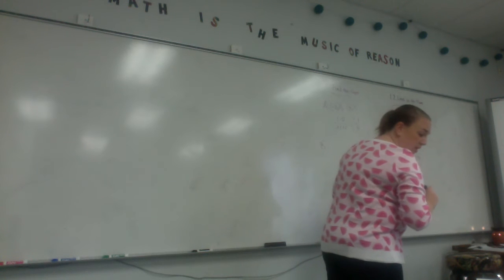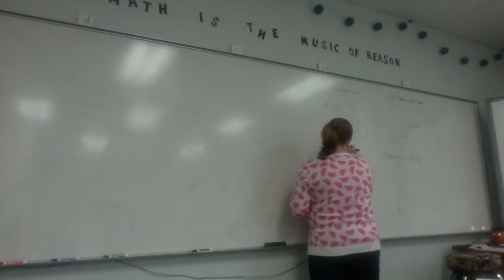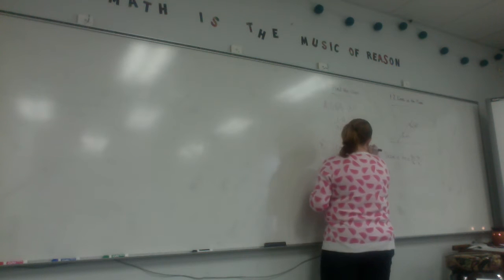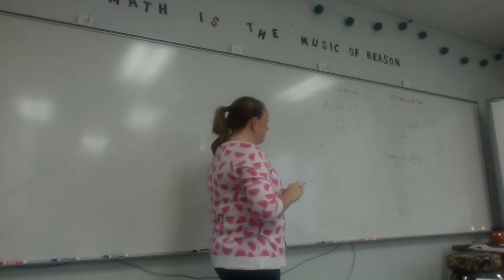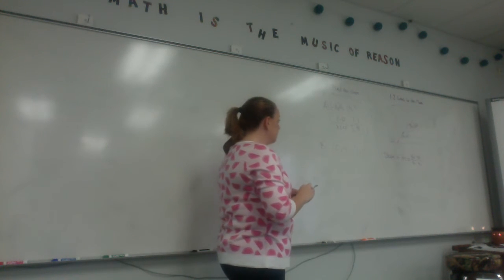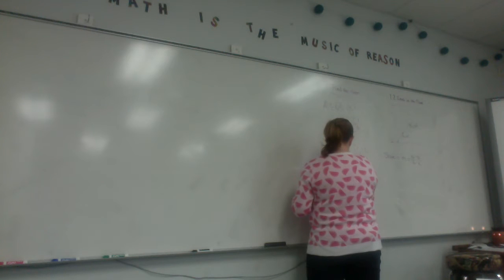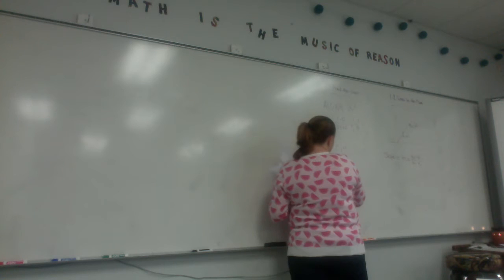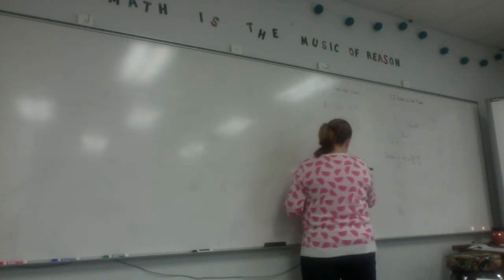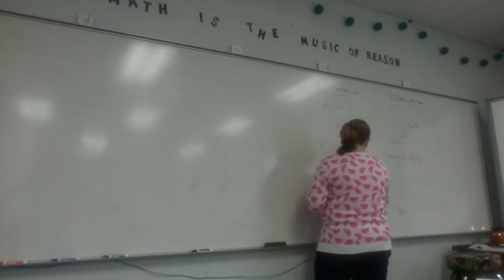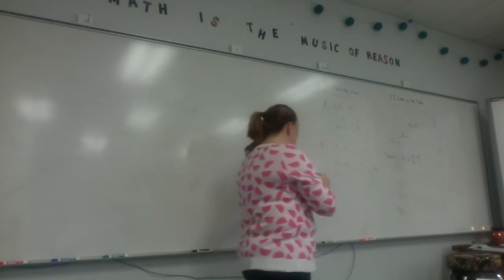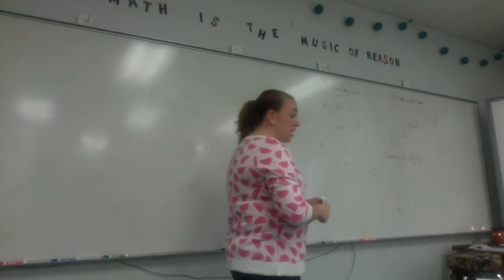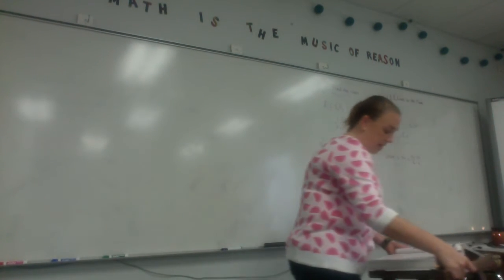Okay, here's another one. What if you have (0, 4) and (1, -1)? How do you set that one up? 4 minus -1 over 0 minus 1. So here I get 5 over -1, which gives me -5 as my slope. So that's the first thing that you are doing on your homework tonight. You are finding slopes.